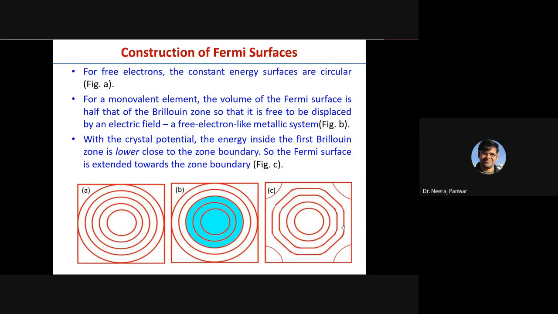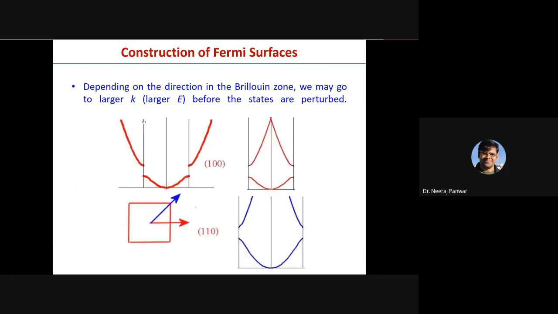So most of the real metals do not have a spherical shape of the Fermi surface as predicted by the Sommerfeld quantum free electron theory. So that is again a shortcoming of the Sommerfeld quantum free electron theory.